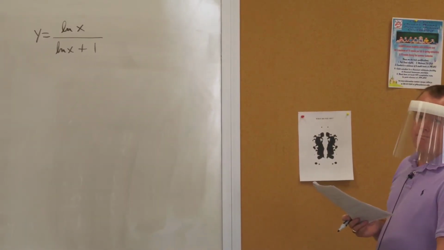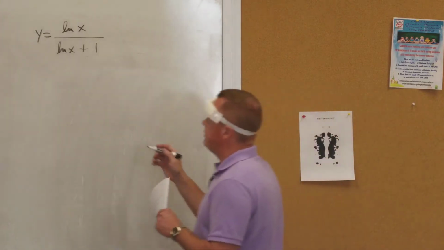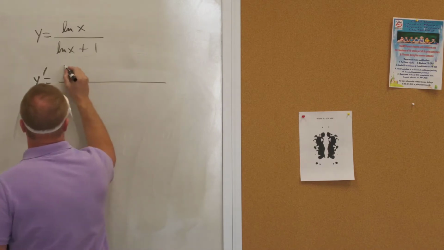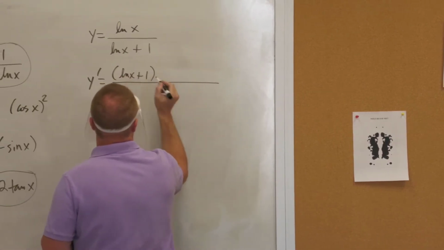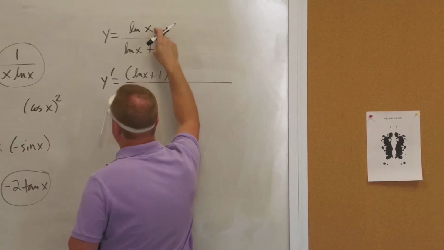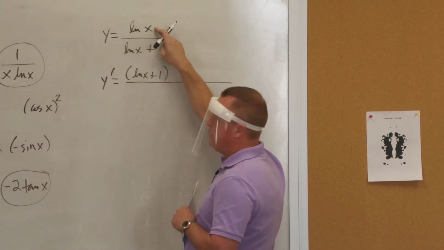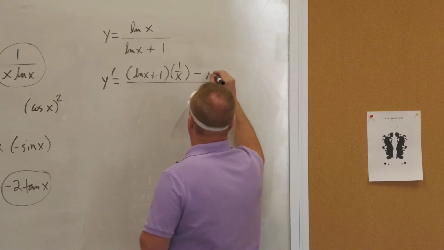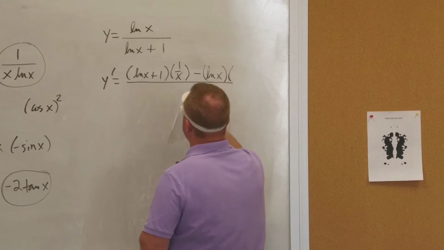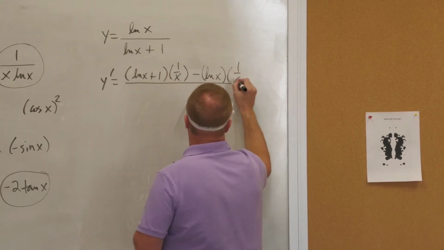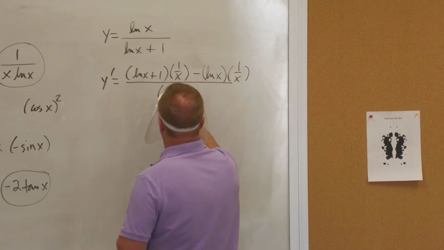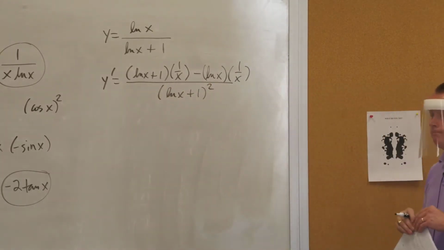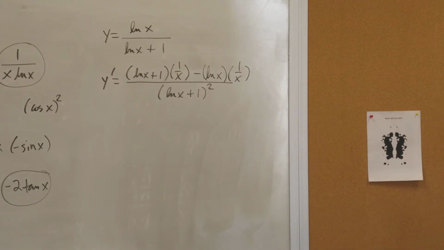So this is a quotient. Use quotient rule. So y prime equals the bottom times derivative of the top. So ln x plus 1 times derivative of the ln of x is 1 over x, minus the top times derivative of the bottom, which is also 1 over x, over the bottom squared. Okay? Questions about that?